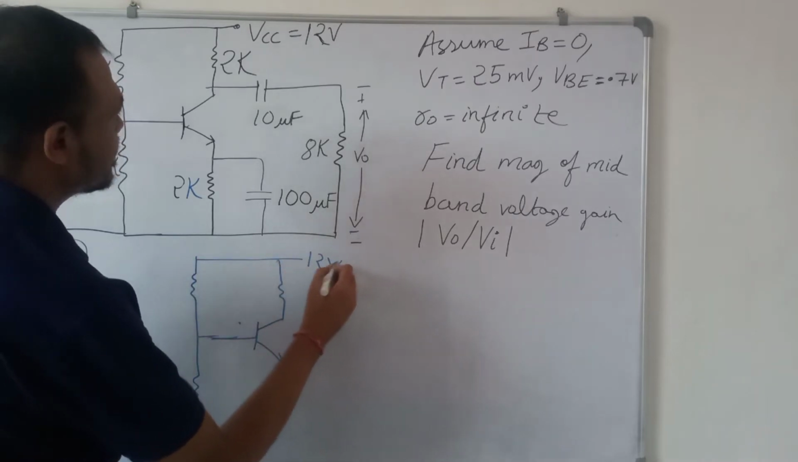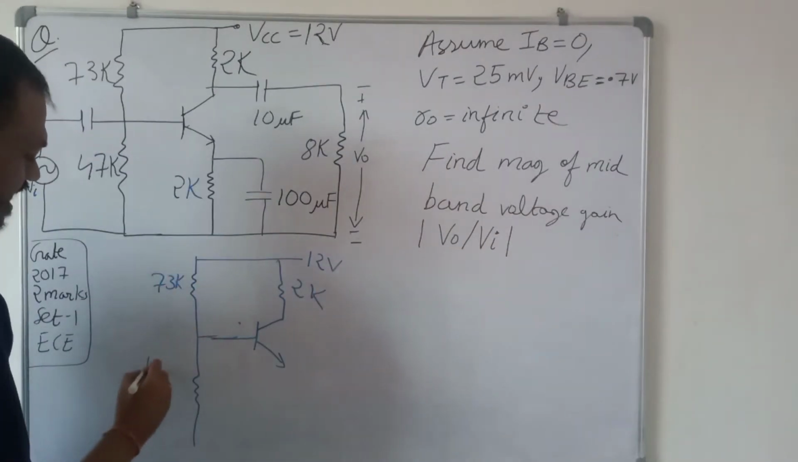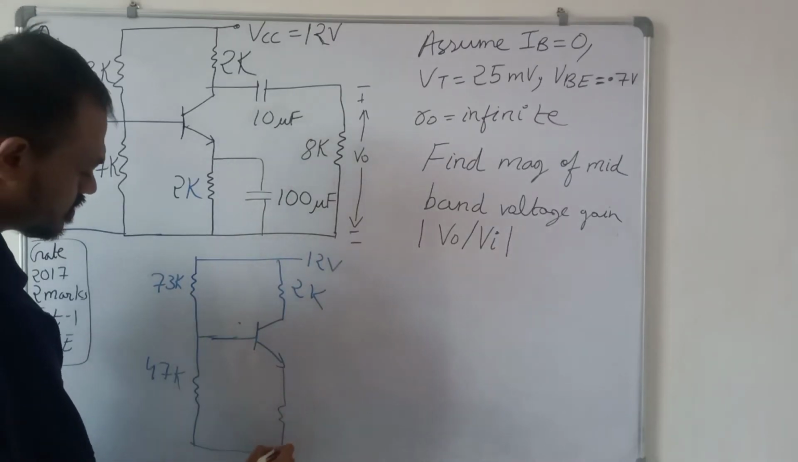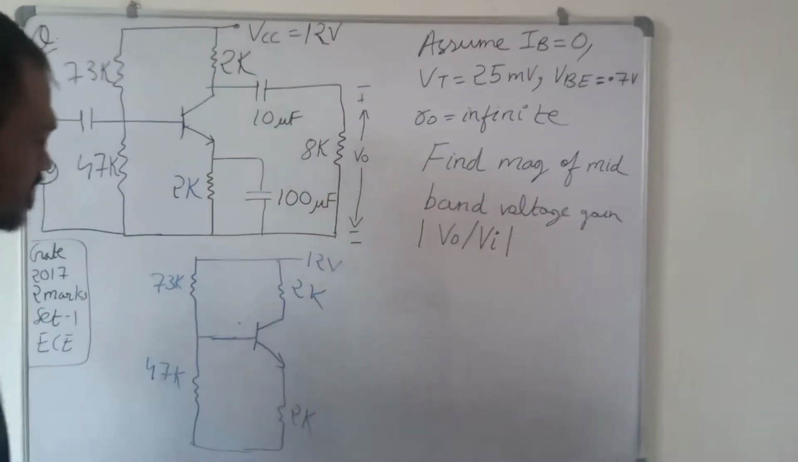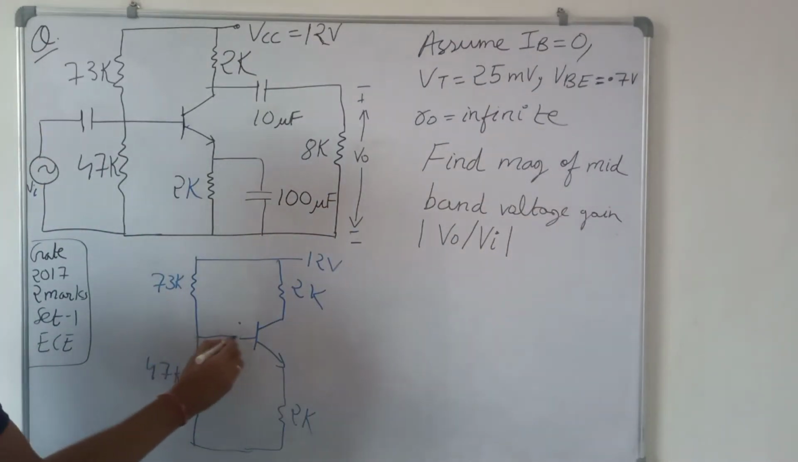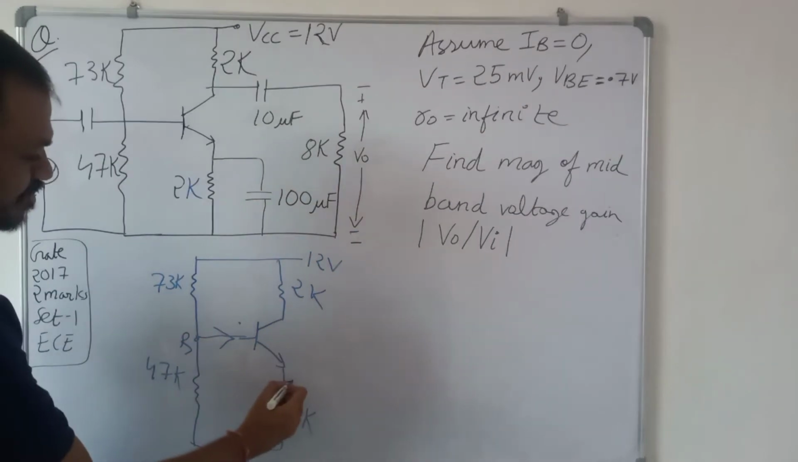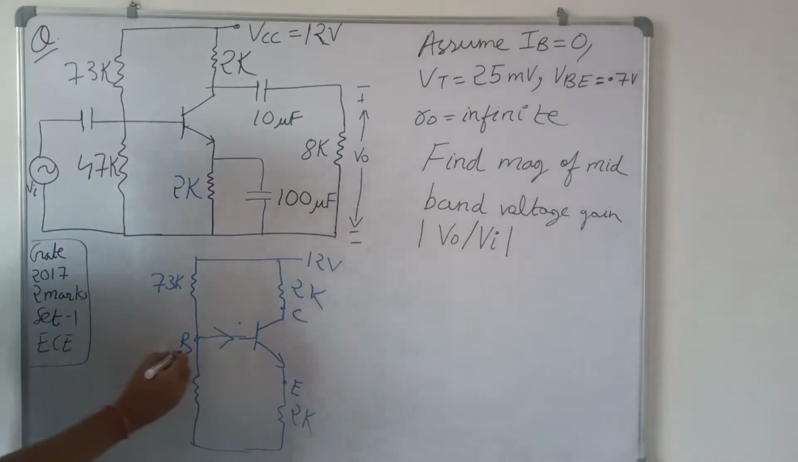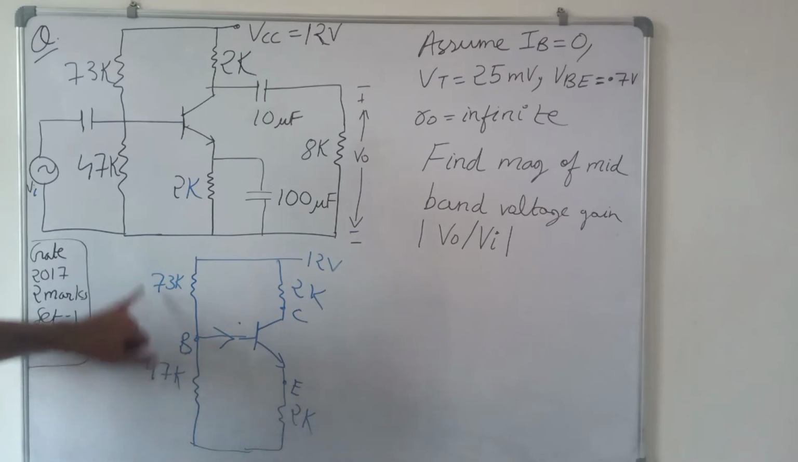So this is 12 volt, this is 2K, this is 73K, this is 47K. This is 2K resistor, and we have open circuited the capacitor. So the value of base current is 0, so the current flowing in this direction is 0, because this is the base terminal, this is the emitter terminal, and this is the collector terminal. Since the base current is 0, the 73K and 47K resistors are in series.